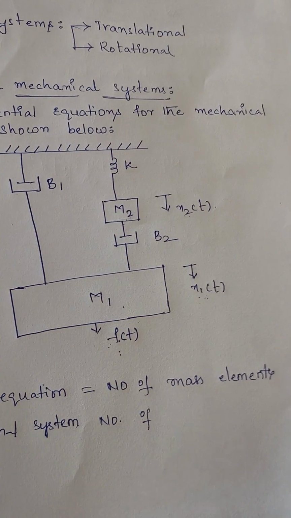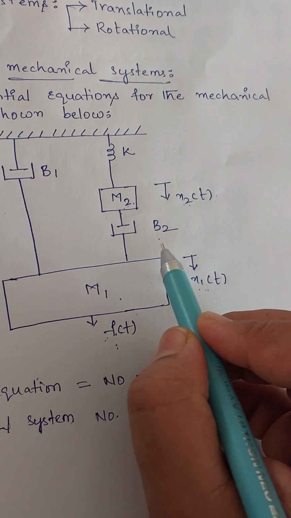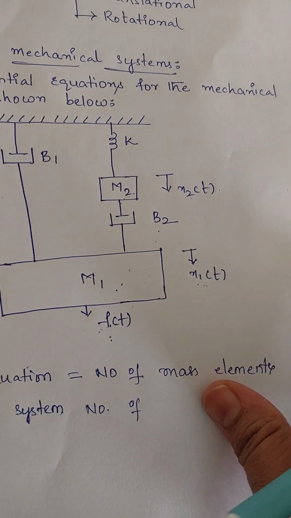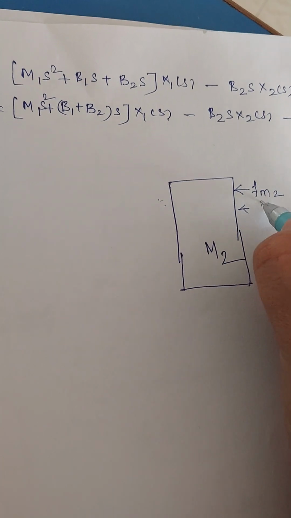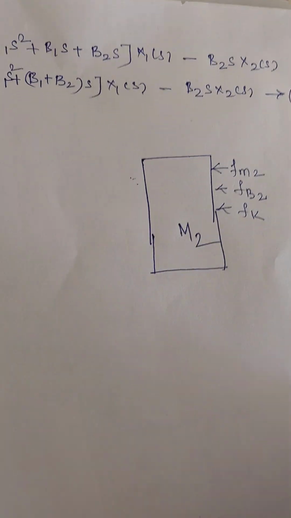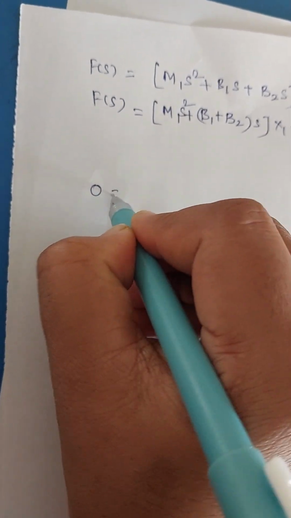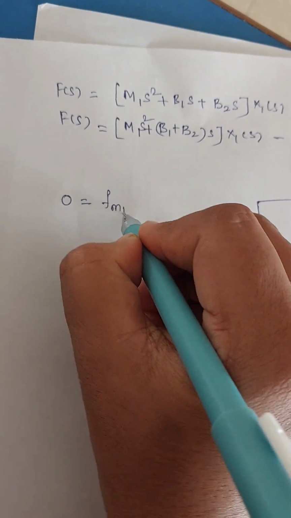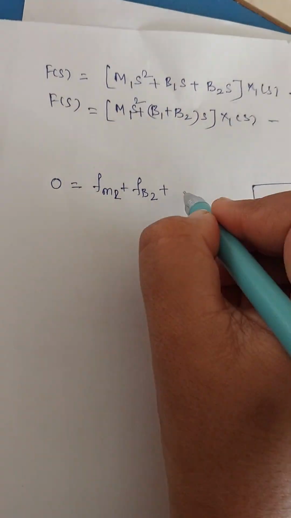For this, the first element is the mass itself, the second is the dashpot between the mass m1 and m2, and the third element is the spring k. All three elements are represented as Fm2, Fb2 and Fk. Now writing the force balance equation for this, we don't have any applied forces, so 0 is equal to Fm2 plus Fb2 plus Fk.